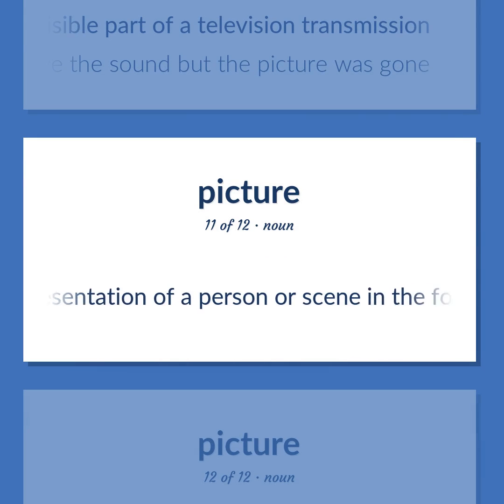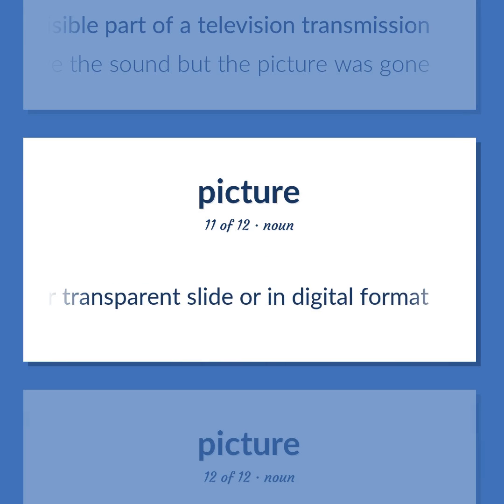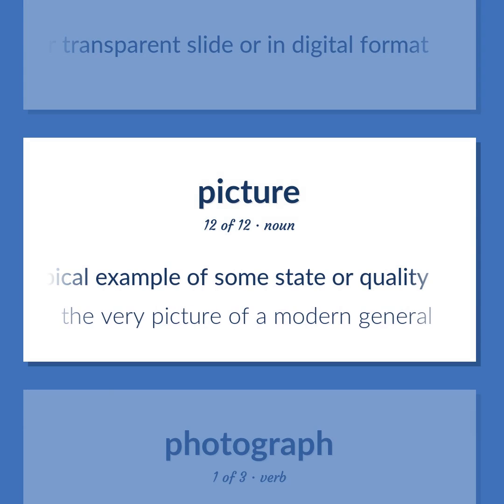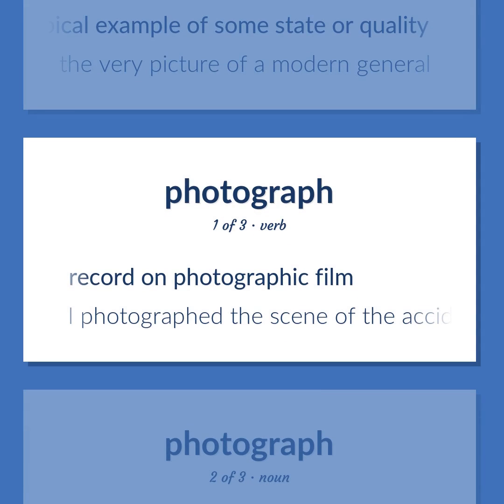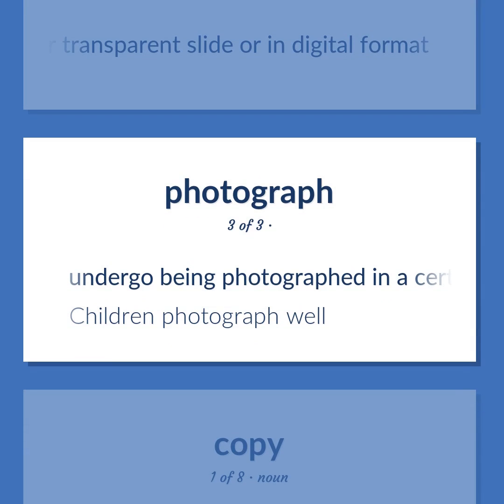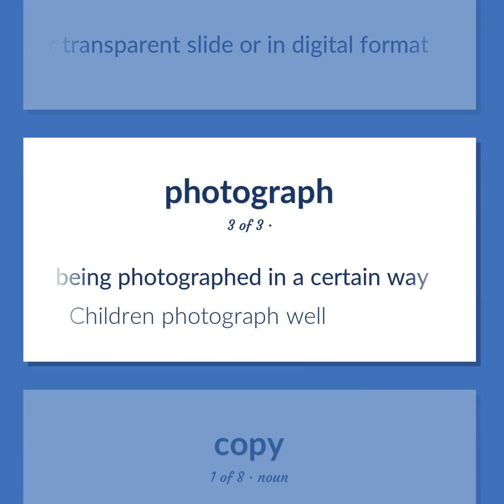A representation of a person or scene in the form of a print or transparent slide or in digital format. A typical example of some state or quality. The very picture of a modern general. Record on photographic film. I photographed the scene of the accident. Undergo being photographed in a certain way. Children photograph well.